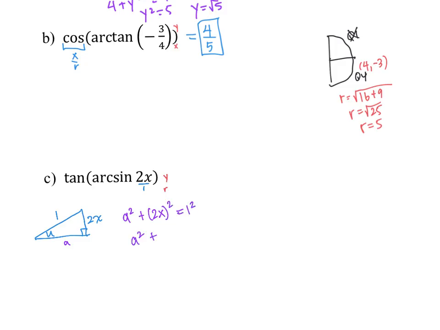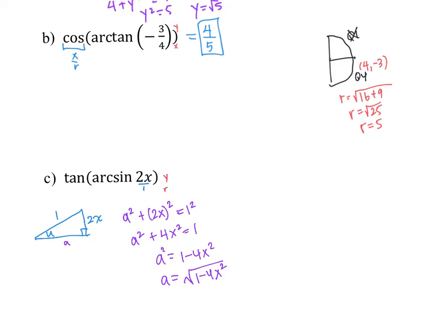Make sure you square the 2 and the x: 4x squared. So a squared equals 1 minus 4x squared. So a is going to equal the square root of 1 minus 4x squared, and because I'm in quadrant 1, a is positive, whereas if I was in a different quadrant, that might not be true.